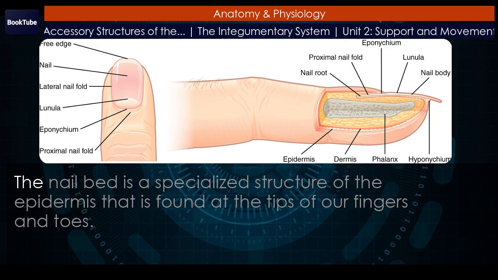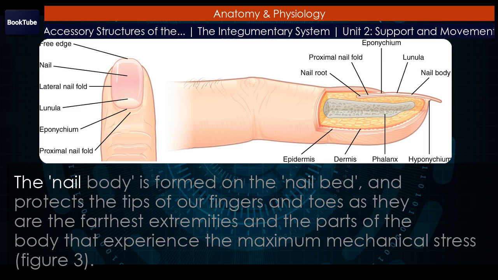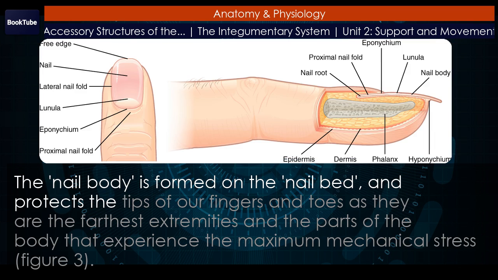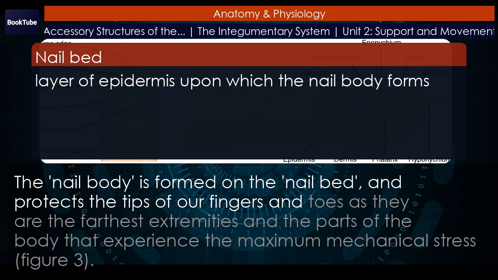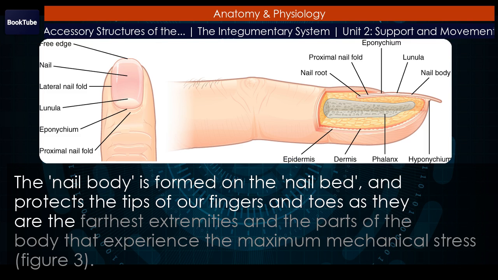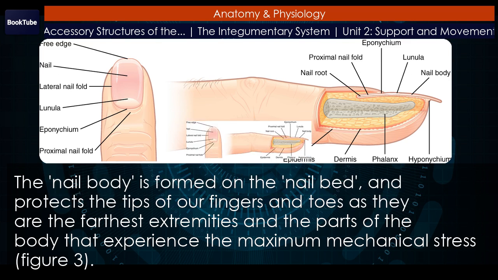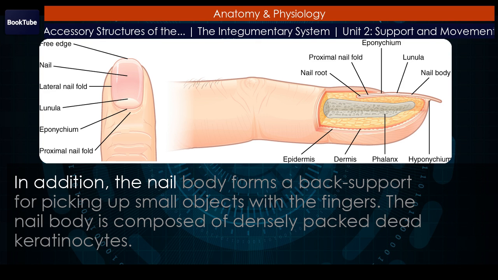Nails. The nail bed is a specialized structure of the epidermis that is found at the tips of our fingers and toes. The nail body is formed on the nail bed and protects the tips of our fingers and toes as they are the farthest extremities and the parts of the body that experience the maximum mechanical stress. Figure 3. In addition, the nail body forms a back support for picking up small objects with the fingers.